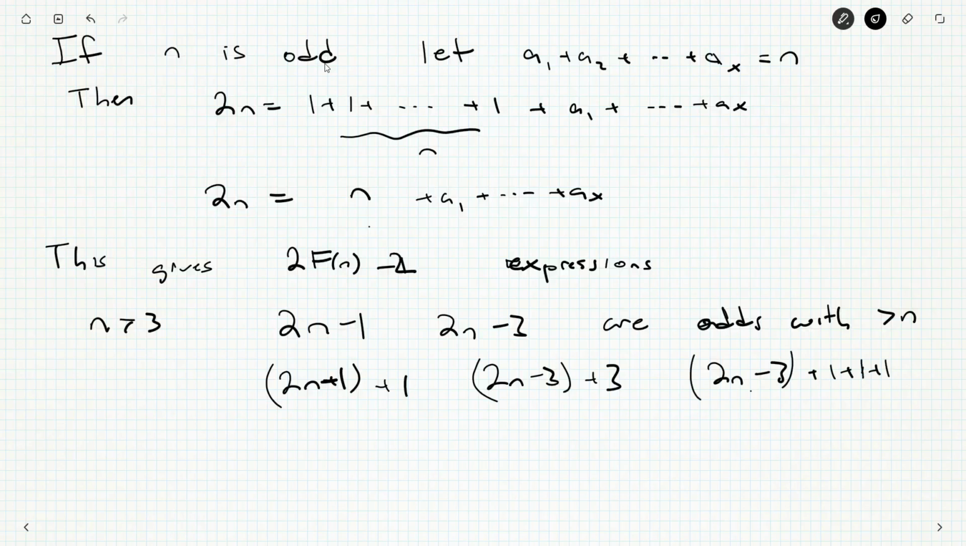So I could even do the minus 2 here. So I think that's it. We get these 3 expressions here for free, and I think we can do 2f(n) minus 1 or minus 2 or something expressions there. Okay. That seems like a workable plan.